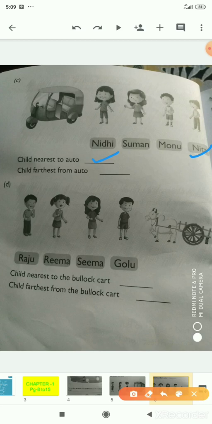Again we have 4 children here: Raju, Rima, Seema and Golu.